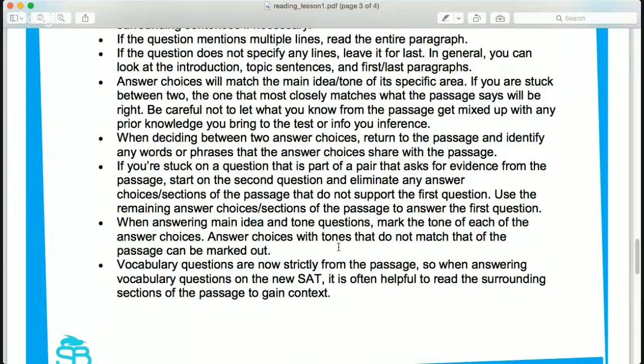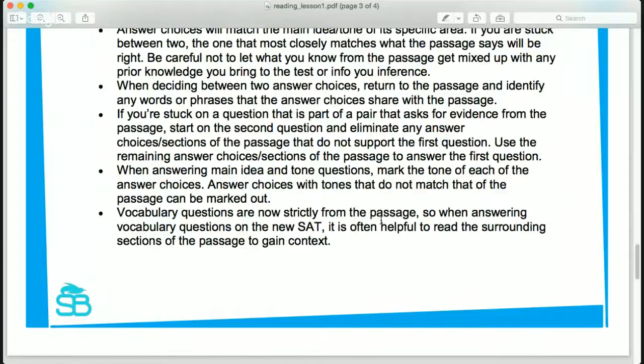So there are no more standalone vocabulary questions on the new SAT. Everything that you will have to answer will come from the passage. You can use context clues and things like that to help you, and it should make things a lot easier.